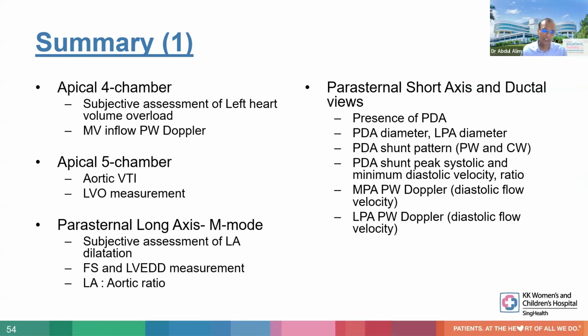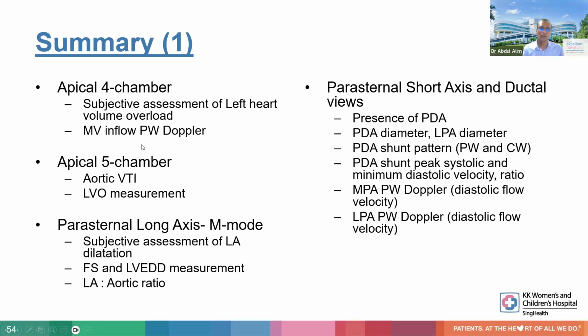I come to the end of my talk. So in summary, we can follow a scheme because there are so many measurements, especially if you are a beginner doing echocardiography, on how we look at all the indices. A practical tip: I personally always start with the apical 4-chamber view. Some neonatologists will prefer to start with the parasternal long axis view, but I start with the apical 4-chamber view.